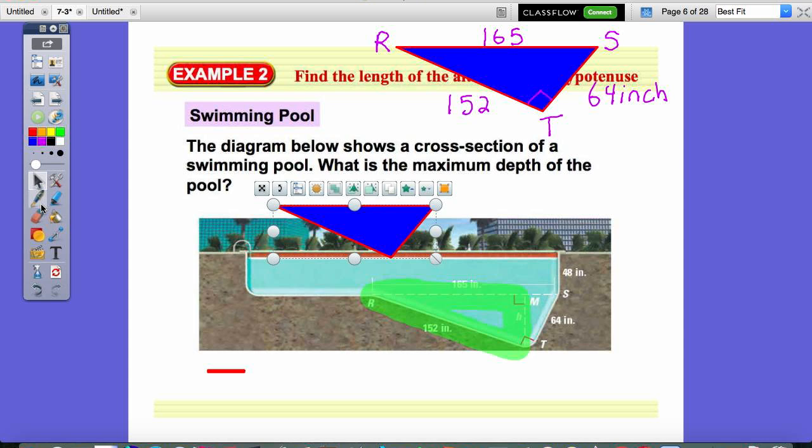Now this is where it gets difficult to see this, but this triangle here, the 90 degrees is at M. I can see that the hypotenuse of this triangle is RT. I can see, fortunately, that the shorter leg here is MT, the longer leg is MR, so this is T. And this is R. R to T is 152 inches long. I don't know T to M. That's actually what I want to find. I'm going to call that X.